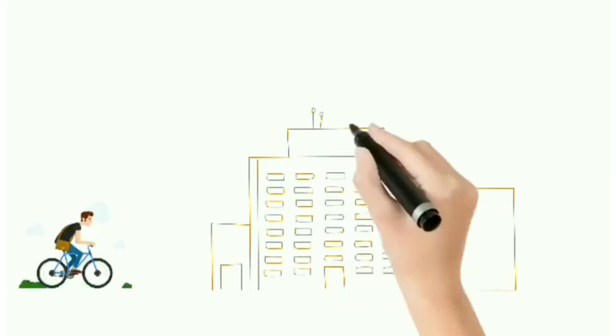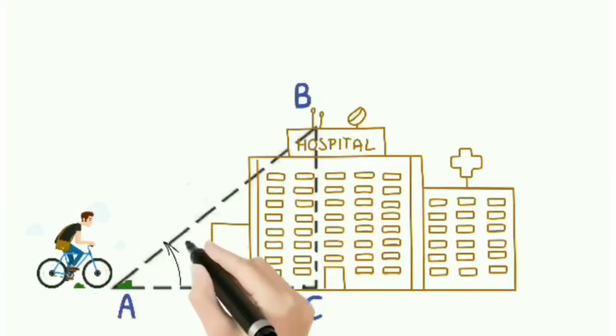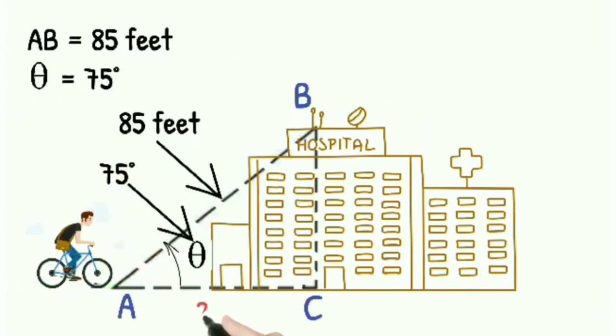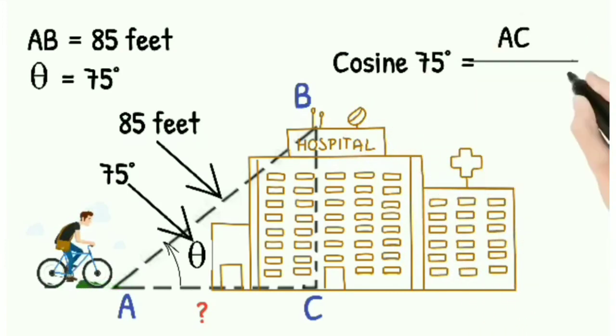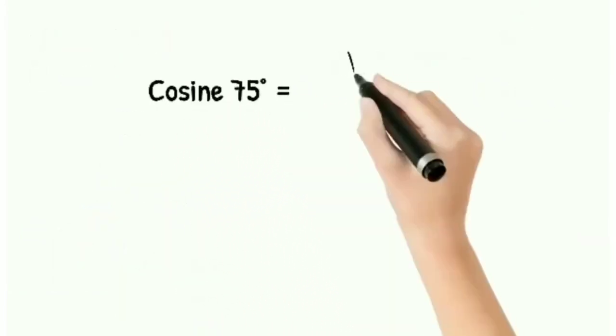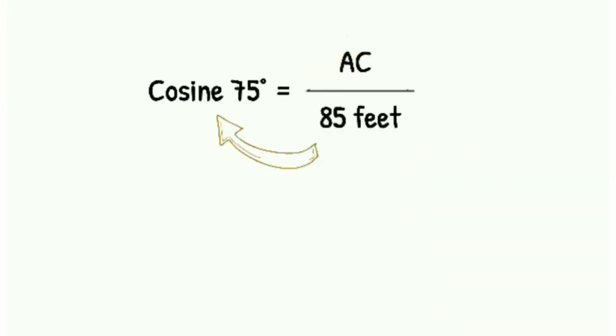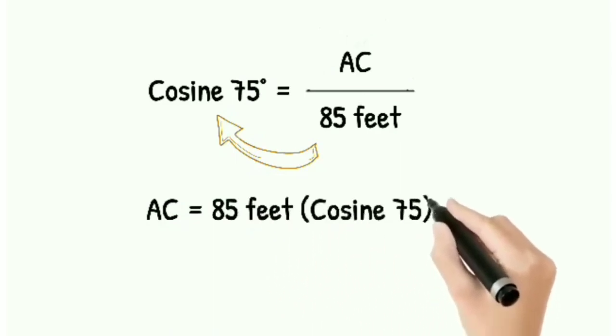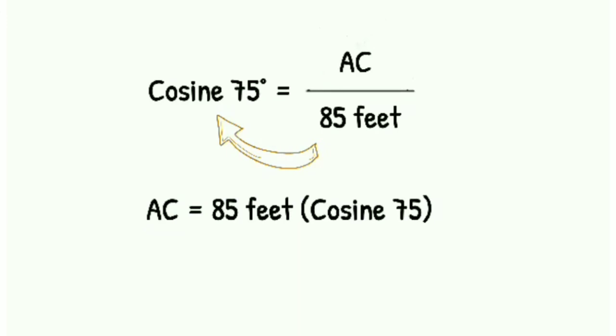Let AB be the diagonal distance from the bicycle wheel to the light pole on the hospital roof deck. Thus, AB is equal to 85 feet. Since the angle of elevation is 75 degrees and the unknown distance of the bicycle from the hospital is AC, the equation will be cosine 75 degrees is equal to AC divided by 85 feet. To find the distance from the hospital to the bicycle, multiply 85 feet by cosine 75 degrees. Thus, the equation is now AC is equal to 85 feet times cosine 75 degrees. Therefore, the distance from the hospital to the bicycle is equal to 22 feet.